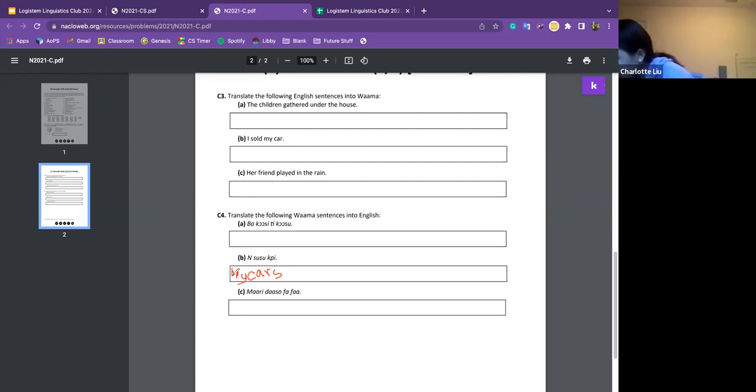And then if you look at sentence N, it's pretty similar. So number six is going to be N. So it means my cars broke down.